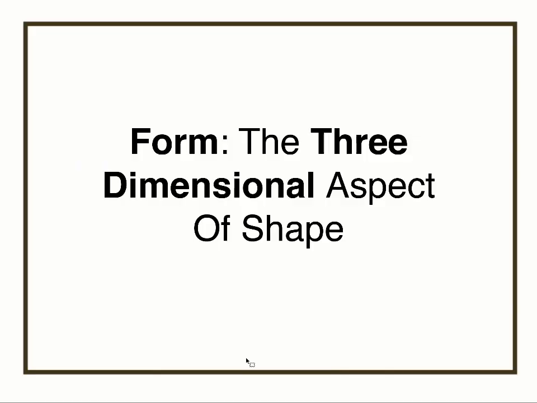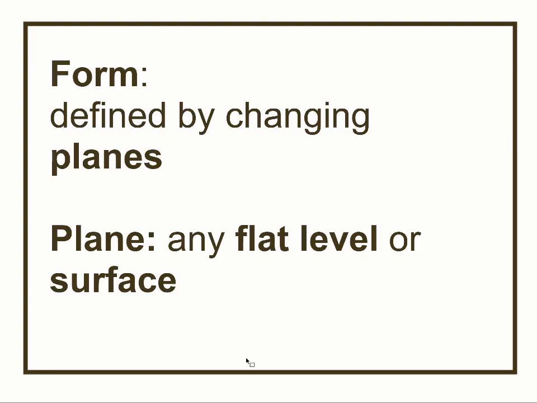So you can define form as the three-dimensional aspect of shape. We've talked about shape before. If you go back to the first module, we defined shape as any enclosed area in a composition. Form takes that enclosed shape and turns it into something that has the illusion of roundness to it, of three-dimensionality. Those forms are defined by changes in the planes. So as one plane shifts or tilts, it will change color as light moves across it in a different way.